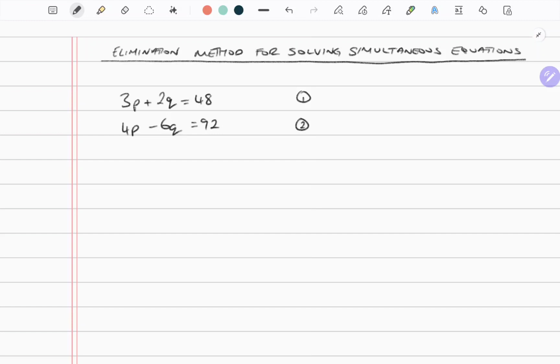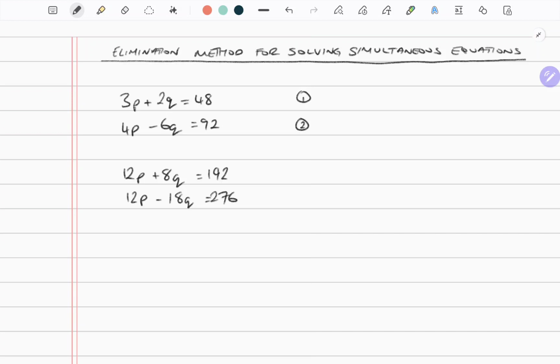So what we're going to do is we want to make p or q, but we'll use p in this instance, the same coefficient. So what we would do is we would multiply equation 1 by 4 and multiply equation 2 by 3 so as to get 12p for both. So it would look like this. You'd have 12p plus 8q equals 192. So we have to multiply all terms in that case by 4. And then we're multiplying the second equation, again, all terms in this case by 3. 18q is equal to 276.